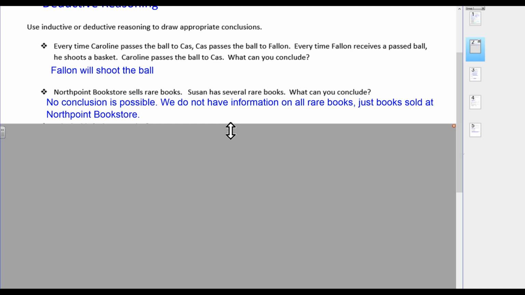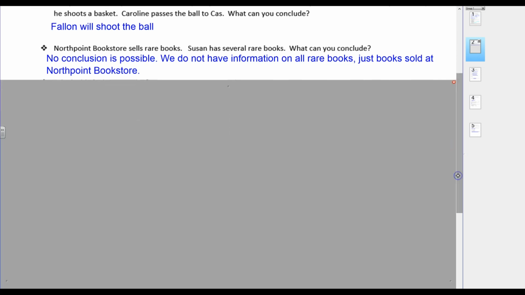If you had concluded that Susan had bought her book from North Point Bookstore, you would have been using inductive reasoning by drawing an assumption about all rare books. And if you grew up in a town where there was only one rare book seller, that's a likely conclusion you would have come to. However, it would be an invalid conclusion. No conclusion is possible in this instance.